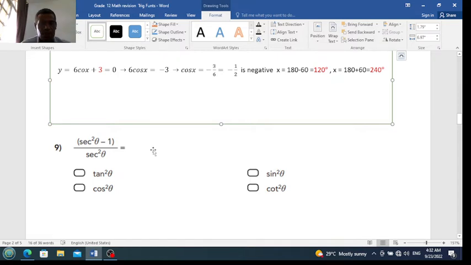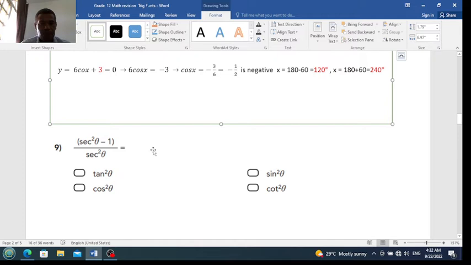Okay, I will just write this here. I hope I will have space. I will insert a new shape. This is question number 3. Then I will copy it and paste it here. Where can I answer this question? Clear? This question, learners, is in fact taken from the final exam, which is question 9: sec squared minus 1 over sec squared. Is it tangent squared, sine squared, cosine squared or cotangent squared?